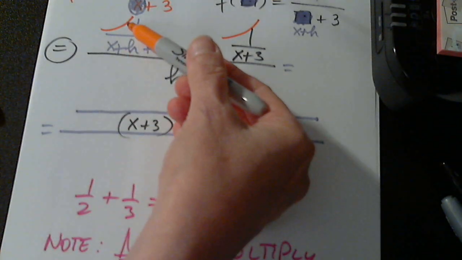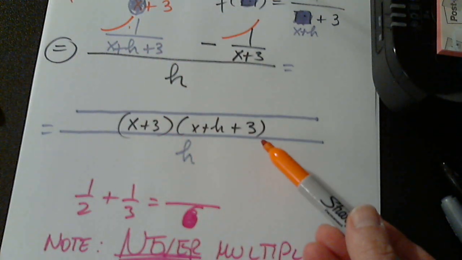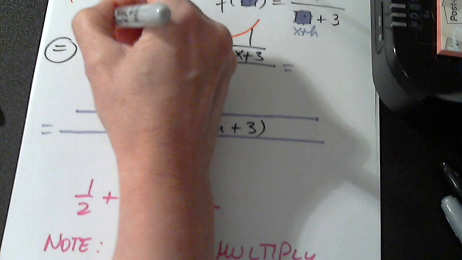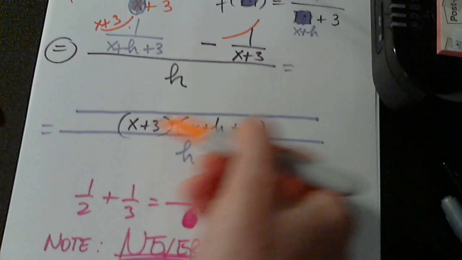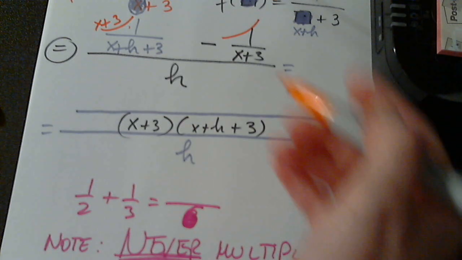What does this one need? X plus h plus 3 was multiplied by? X plus 3. Good. And x plus 3 was multiplied by? X plus h plus 3.